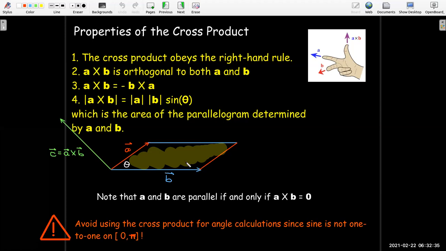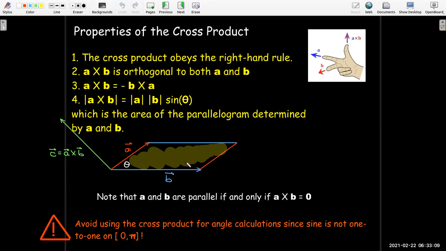calculating angles unless you're certain that your angle is in the first quadrant, because across 0 to pi, the sine function is not 1-to-1. So you can't just take the inverse sine to determine what the angle is. You're going to have to first determine, is the angle in the first quadrant or the second quadrant? And then the inverse sine will only give you the angle that's in the first quadrant.